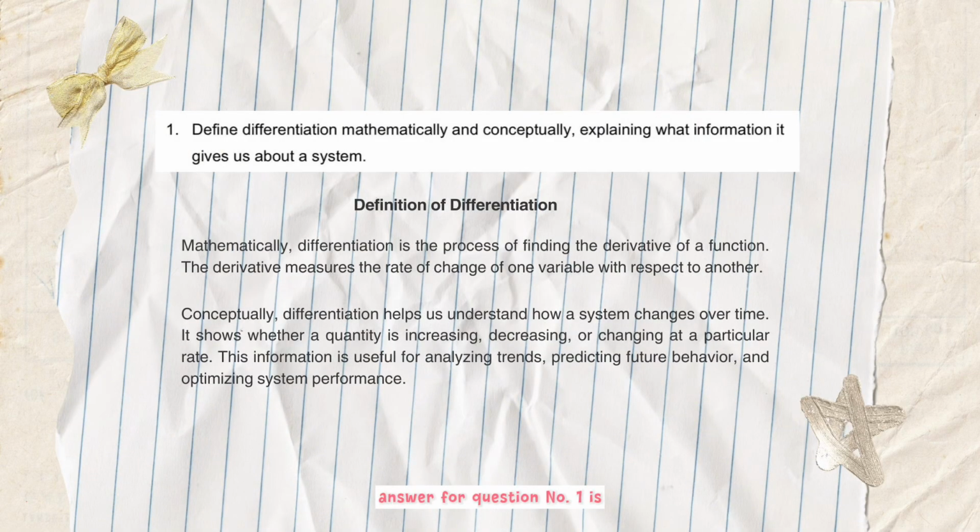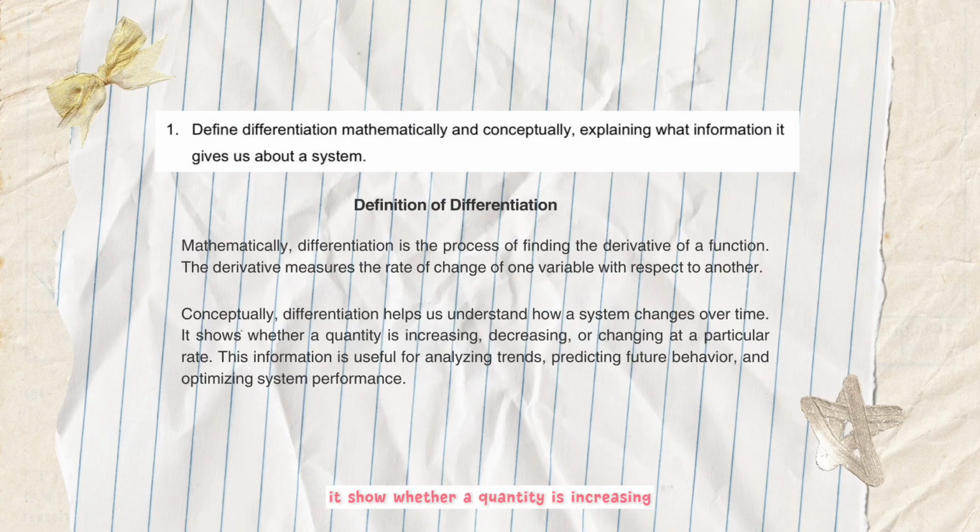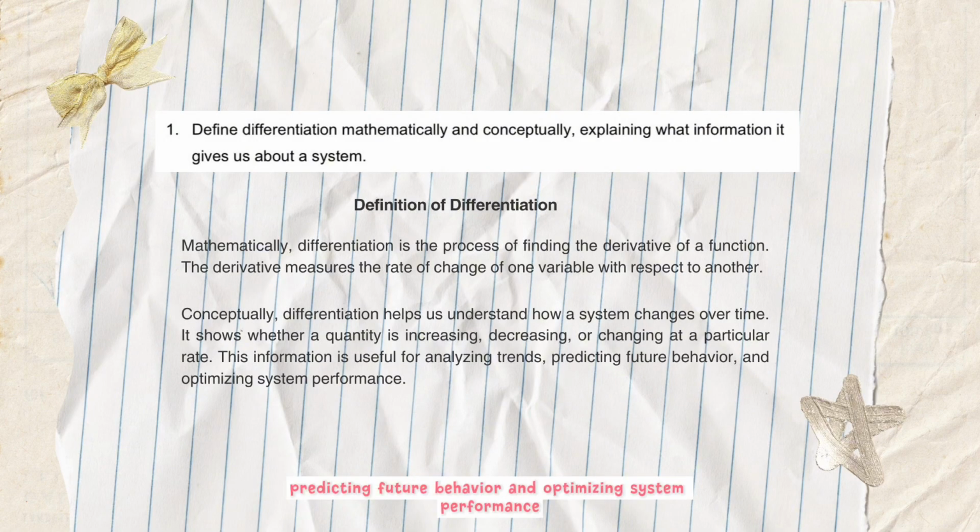The answer for question number 1: differentiation is the process of finding the derivative of a function. The derivative measures the rate of change of one variable with respect to another. Conceptually, differentiation helps us understand how a system changes over time. It shows whether a quantity is increasing, decreasing, or changing at a particular rate. This information is useful for analyzing trends, predicting future behavior, and optimizing system performance.